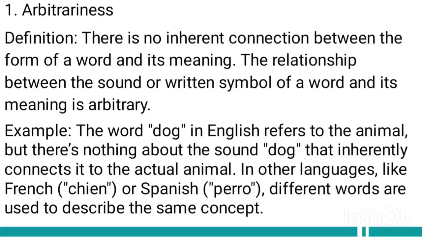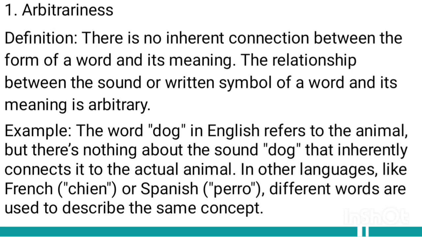Let's see the first one, arbitrariness. It refers to the fact that there is no inherent natural connection between the sounds of a word and the meaning it represents. The link between a word's form and its meaning is based purely on social conventions and agreements, not on any inherent connection. For example, take the word dog.